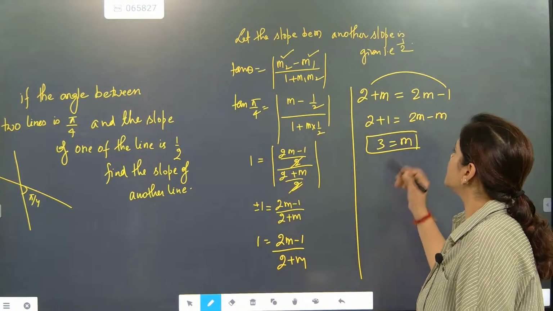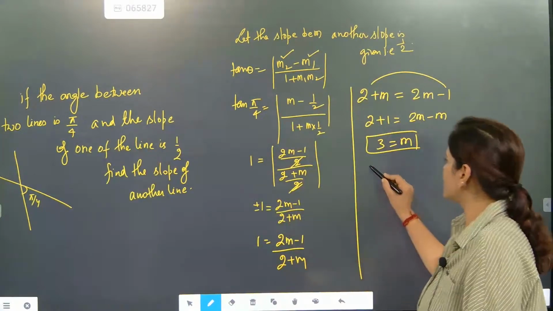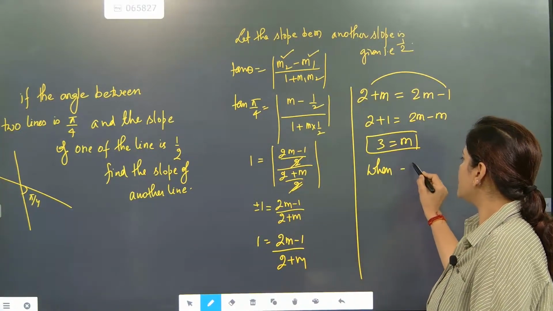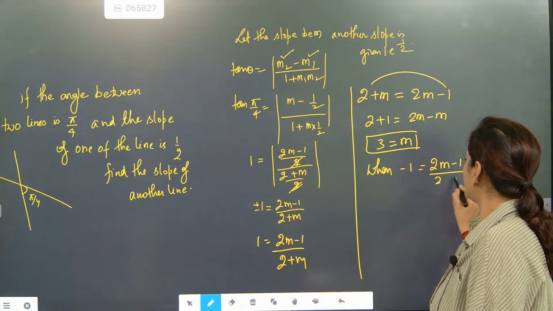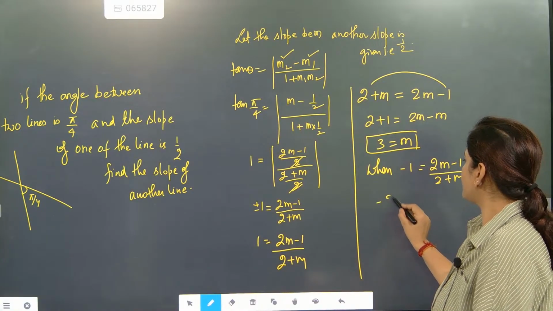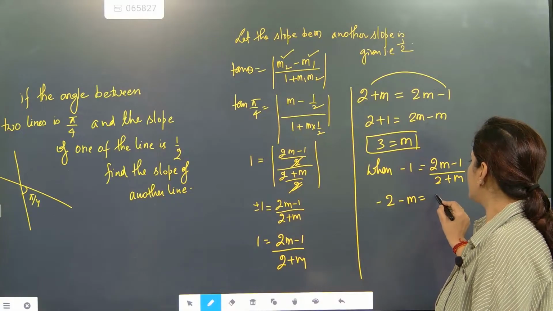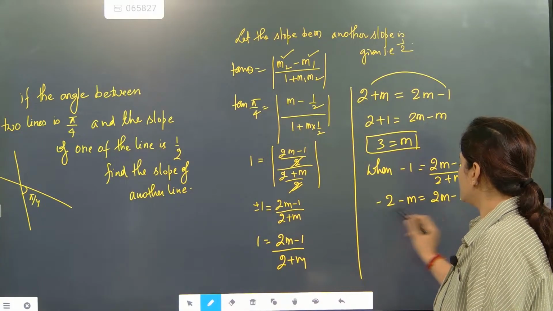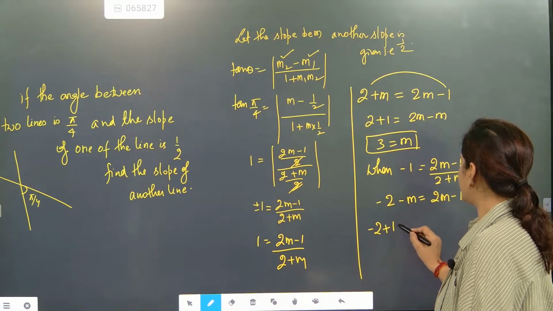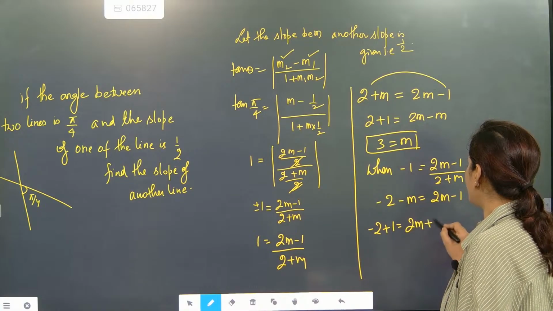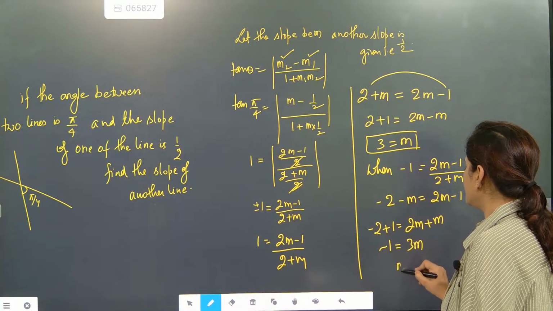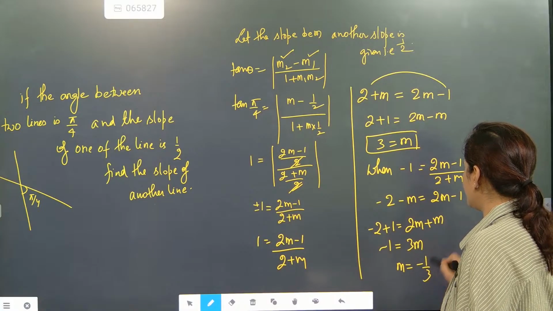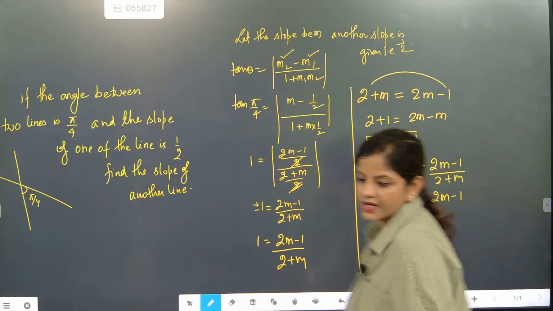Very good, Sujata. Second time, when you are taking minus 1 is equal to (2m minus 1) by (2 plus m), it is coming as minus 2 minus m is equal to 2m minus 1. Shift: minus 2 plus 1 is equal to 2m plus m. So it is coming as minus 1 is equal to 3m. So m is equal to minus 1 by 3.